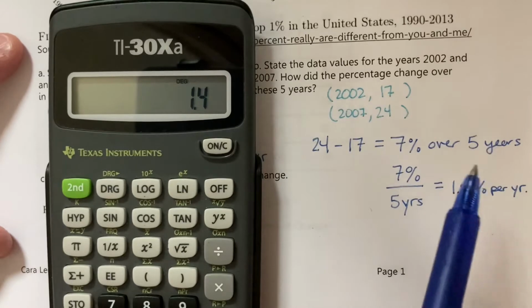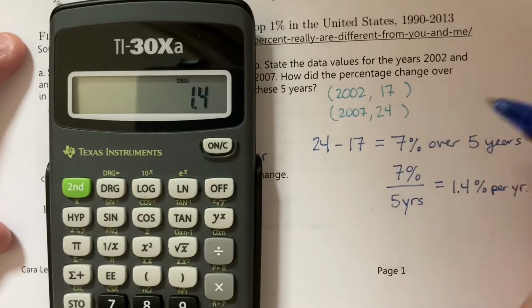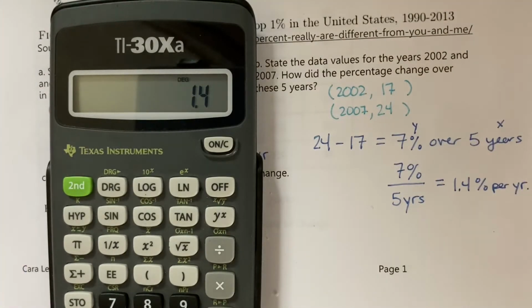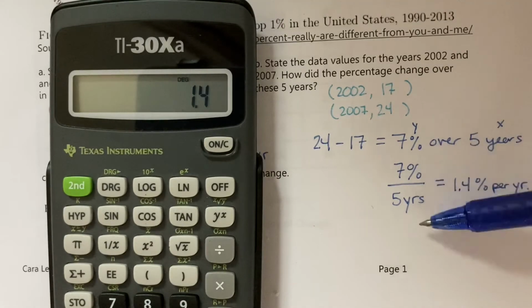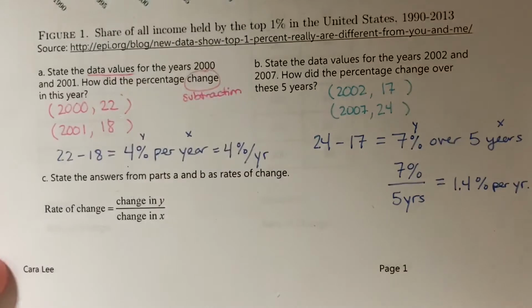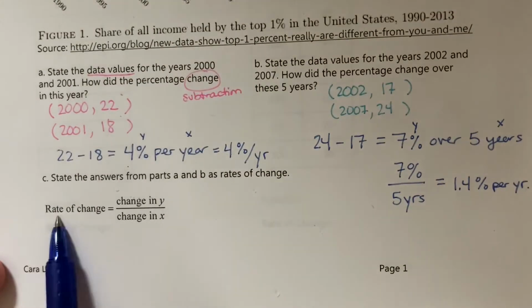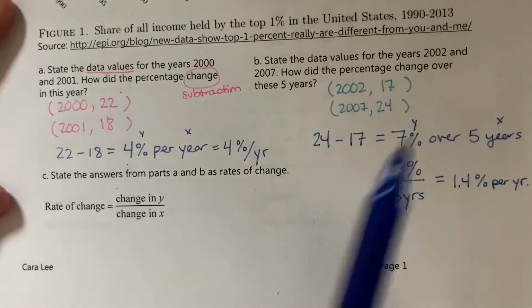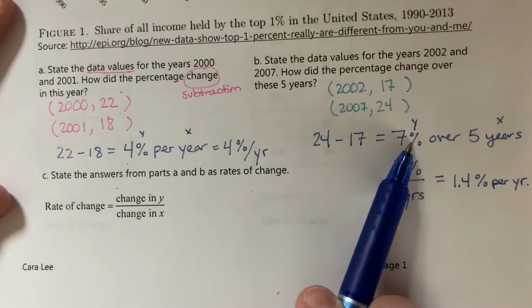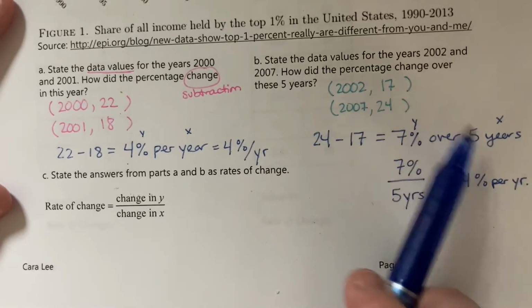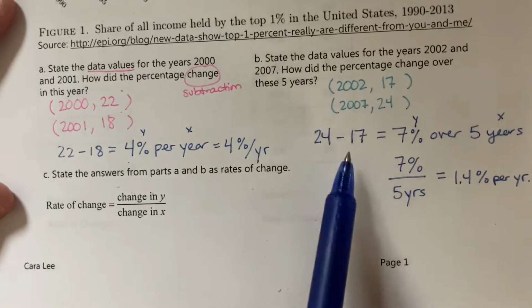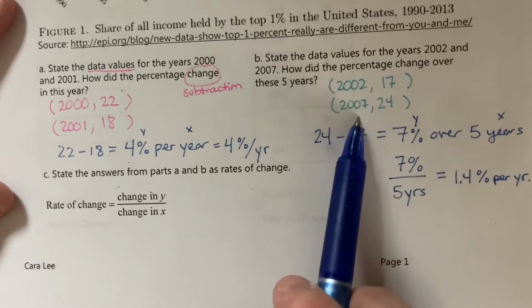So again, rates of change have both an X component and a Y component. So the percents are Y's, the years are X's. And so it's always a comparison between how Y changed and how X changed. And then we divide. So another way to say this is that a rate of change is the change in Y divided by the change in X. And that's really what we just did, right? We subtracted to figure out how much the percentage changed. And I got the over 5 years by subtracting the X's. So we're going to end up subtracting the Y's and subtracting the X's.